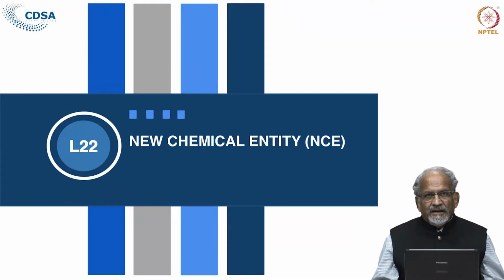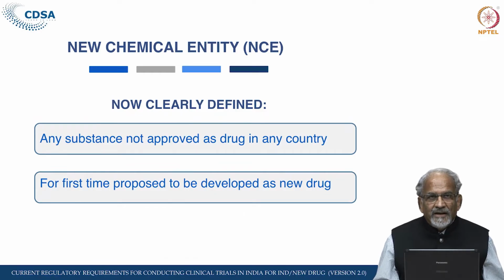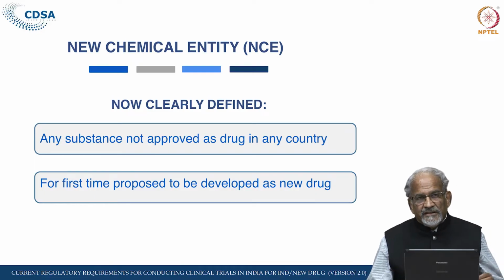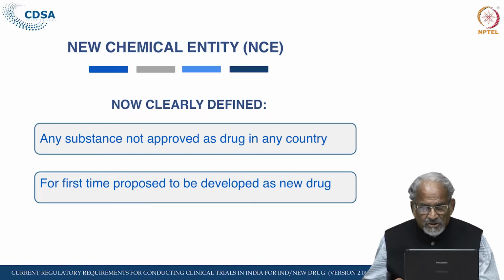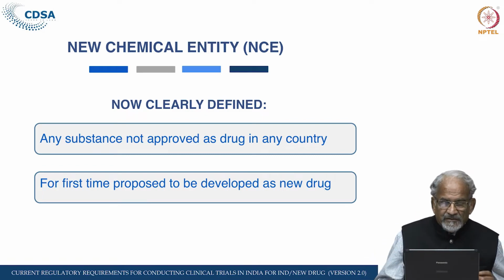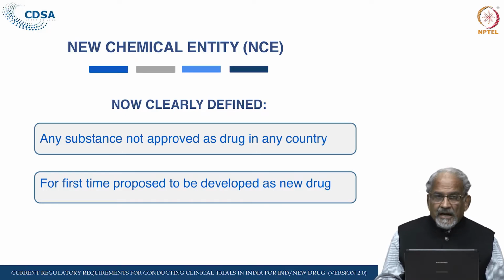Now, it is clearly defined what is new chemical entity. This is any substance which is not approved as drug in any country, that is an NCE, and for the first time proposed to be developed as new drug. Clearly, any substance, it can be a molecule or molecules, it can be anything which gives a delivery, but which comes into the definition and is being developed for the first time, that is important.